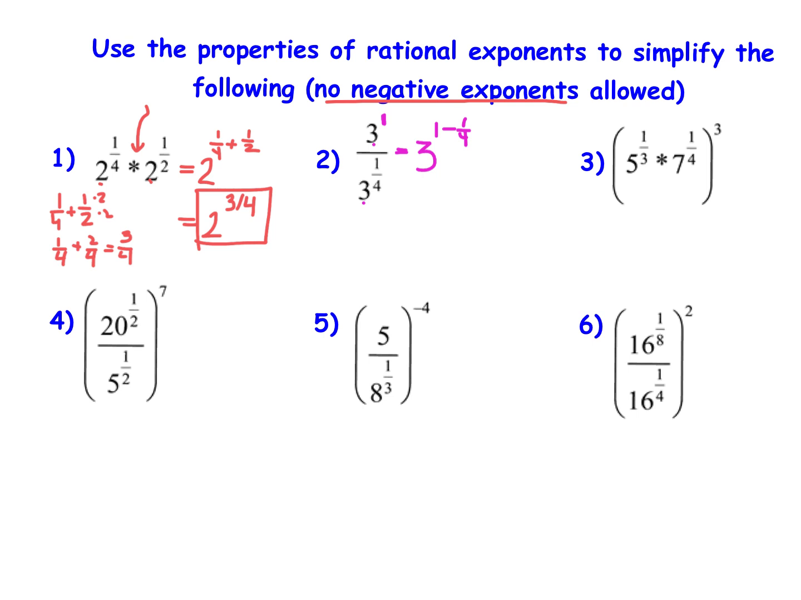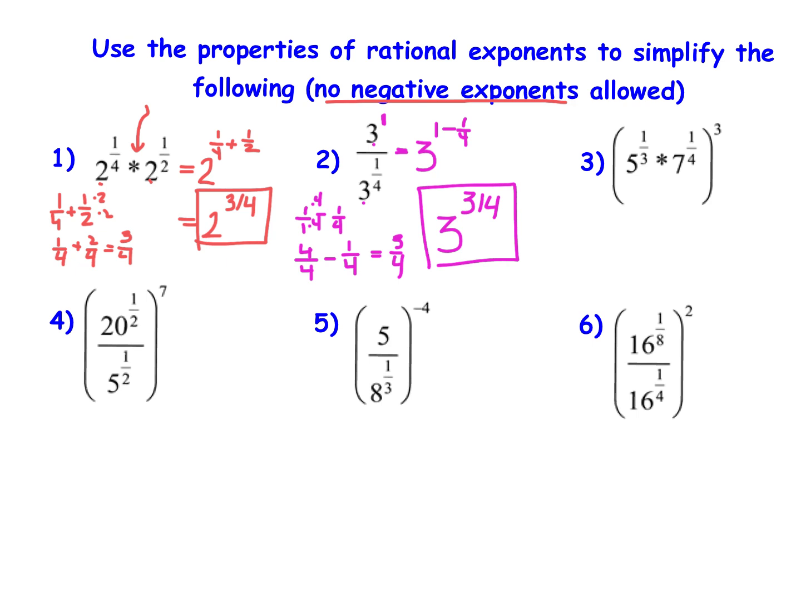So again, we're in a situation where we're going to have to get common denominators. So I'm going to turn 1 into a fraction of 1/1. And we have 1/1 minus 1/4. Well, I can turn 1/1 into fourths by multiplying both numerator and denominator by 4. So I get 4/4 minus 1/4. So that becomes 3/4. So my final answer here is 3 to the power of 3/4. So I found common bases in numerator and denominator, which means I can subtract their exponents.